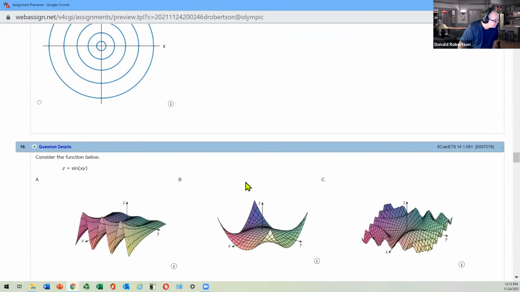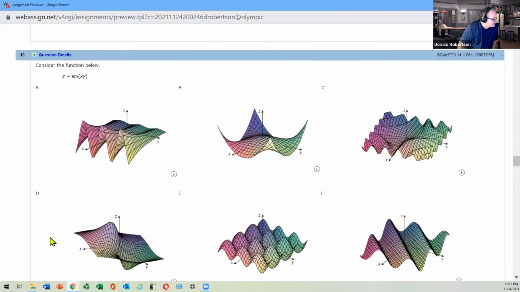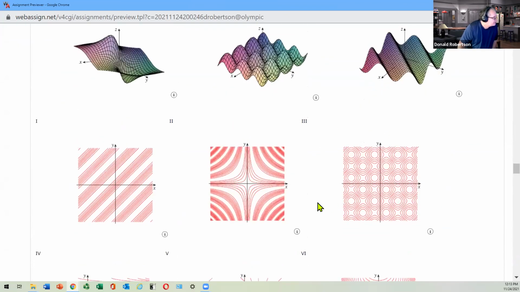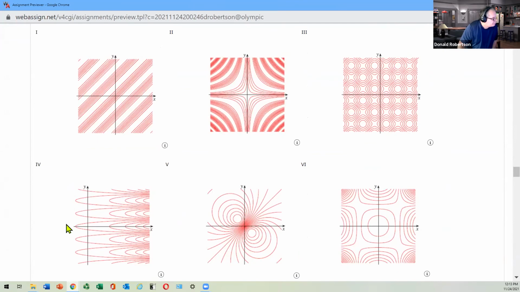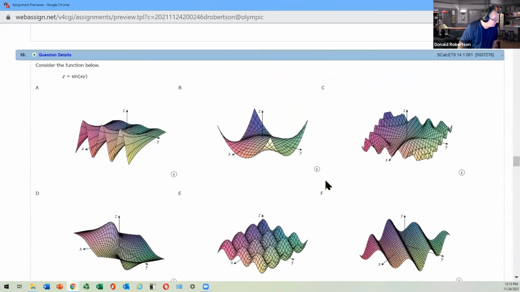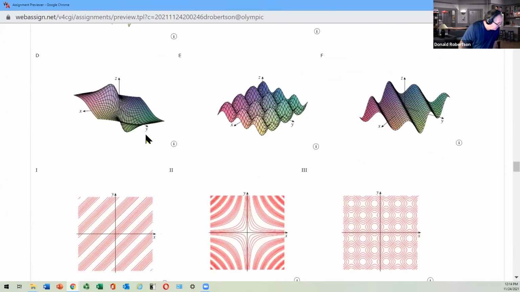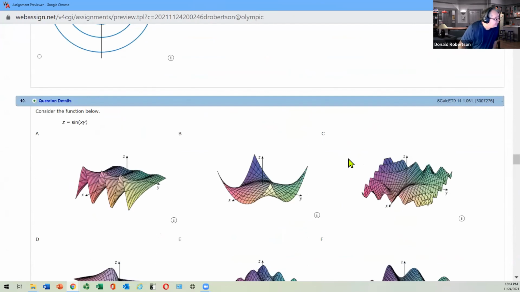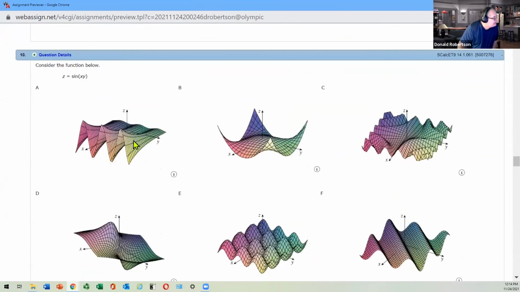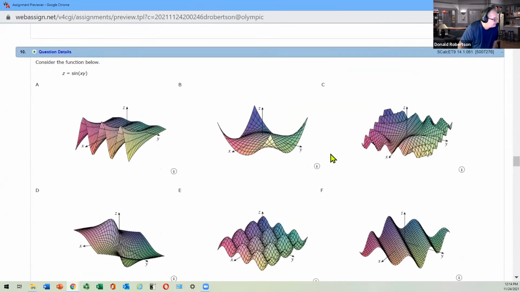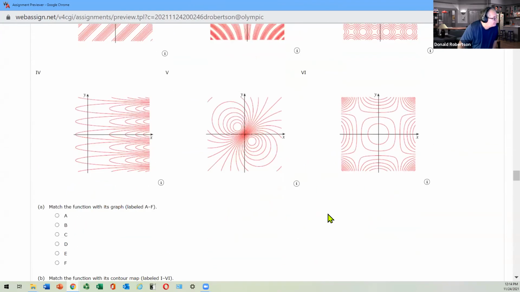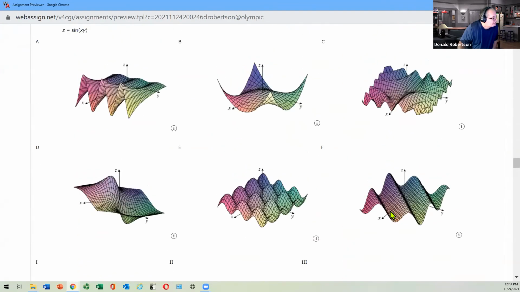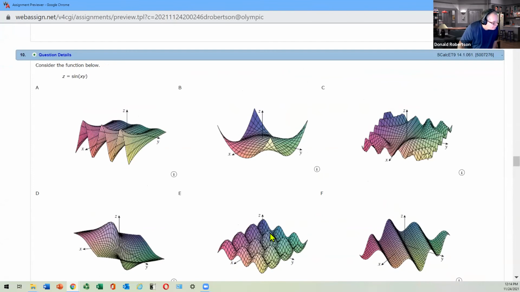Here is a function to figure out, A, B, C, D, E, F. That's these guys, and try and match all of these guys to it. Z is one of these fellas here, right? That's the easy one. Now the hard question. Each one of these surfaces has a contour map. And now you have to try and imagine what the contour map would look like of a surface.